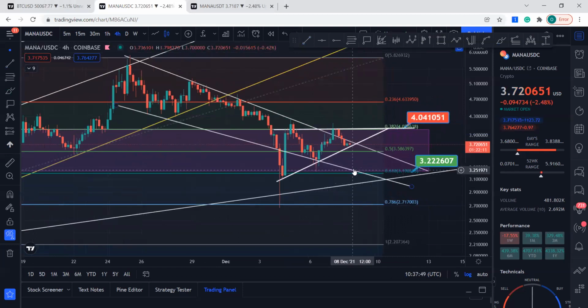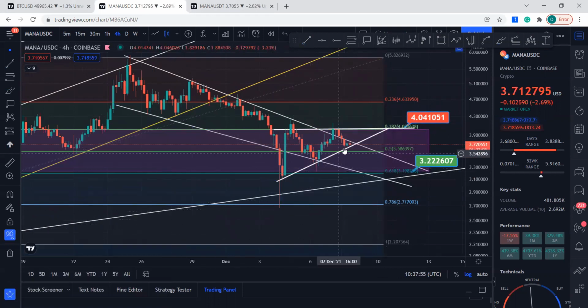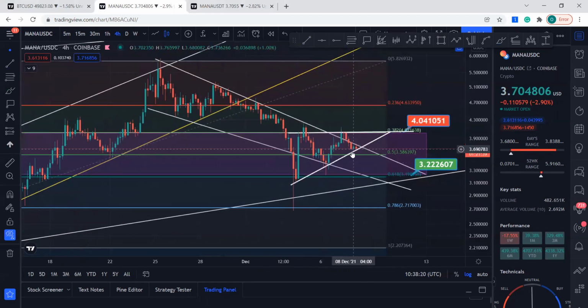Now, depending on if we break this support, then you know that the coin price is going to come down. But if we break this line to the top and break this level, then bulls have taken control and we are going to the upside. Just keep an eye on this formation. This will give you a scenario of where the price is going. If it breaks this pattern, then eventually it is coming down. That's all I can say.